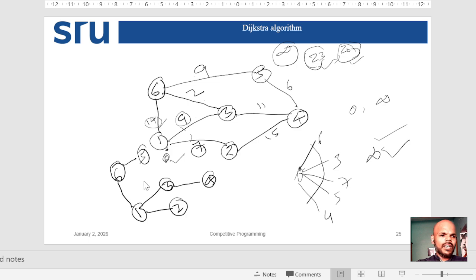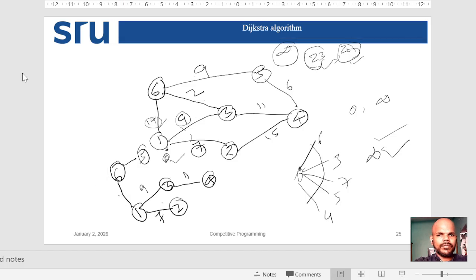So these are the paths. That means 1 to 2 is a 7, 1 to 3 is a 9, right? 1 to 11, this is 11, and this 6 to, this is also wrong. So you shouldn't add this path. This is the minimum. This is not minimum.